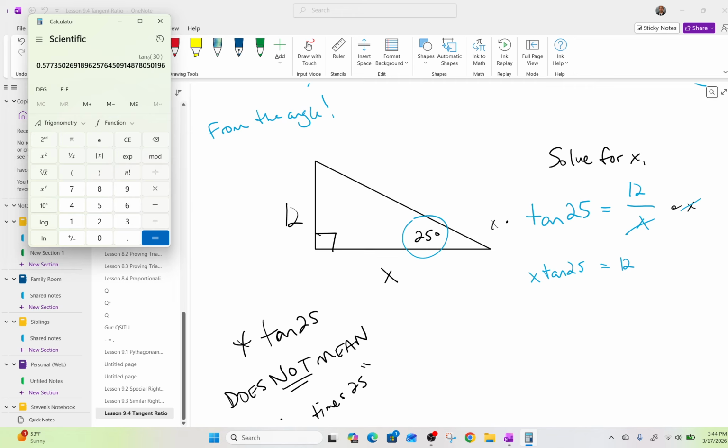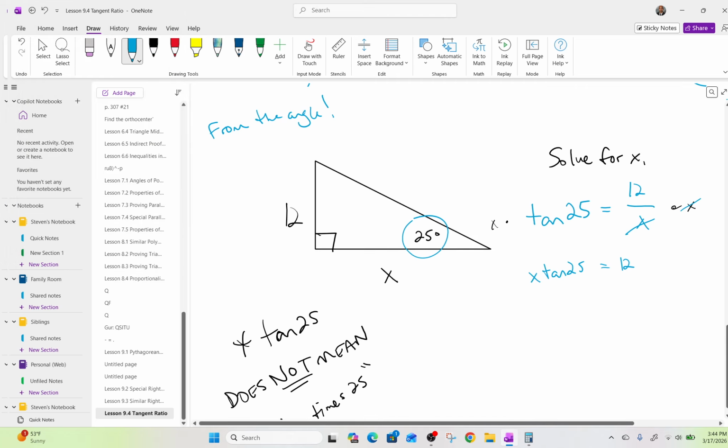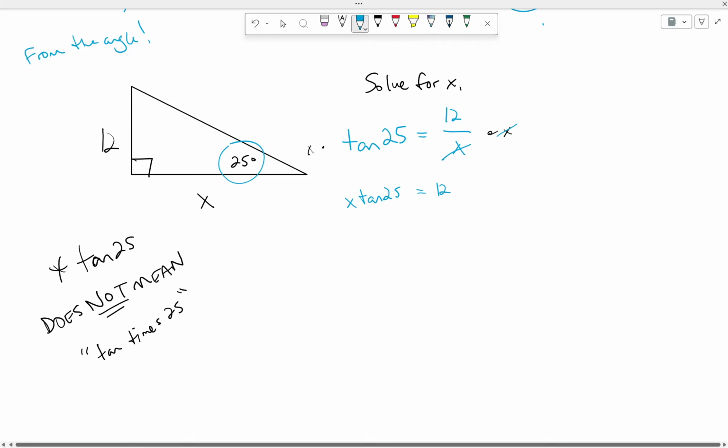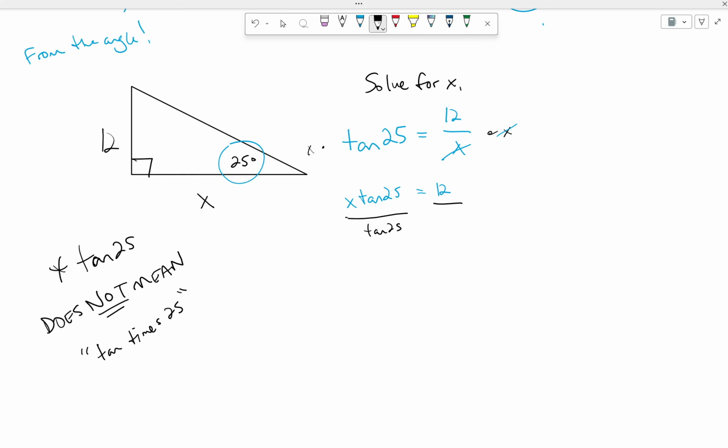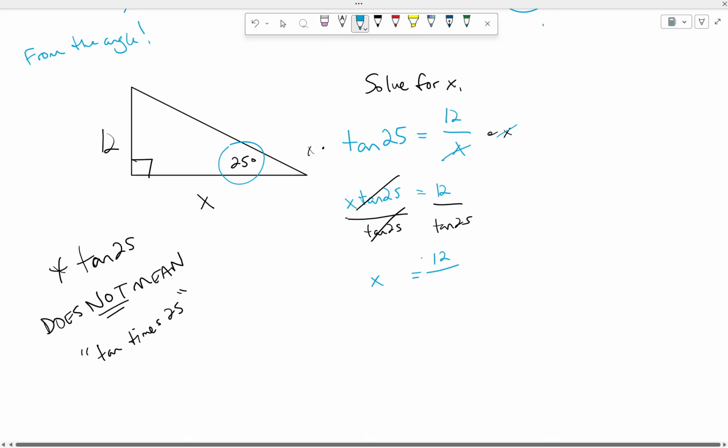But I can just carry this thing around algebraically speaking, and I can divide both sides by whatever that decimal is going to be, and it's going to factor out, because it's just some decimal. It's just a number. It's like rad 3, right? Rad 3 is just a number. I can divide by rad 3. So why can't I divide by tangent 25? So it's 12 over the tangent of 25. This is my exact answer.